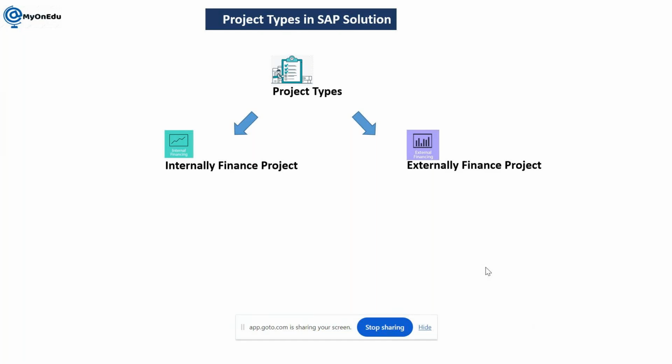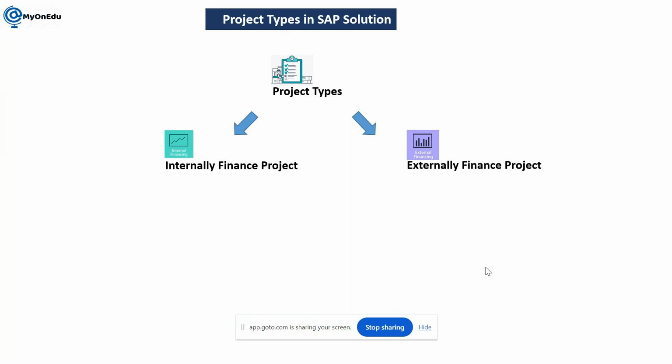Another is the externally financed project, when the project has to be financed by an external party. For example, I am Cognizant and there is another company, say Godrej Properties, and Godrej Properties is looking to implement SAP in their organization. In that case, if Cognizant is implementing SAP for Godrej Properties, Godrej Properties has to pay back Cognizant for this implementation.